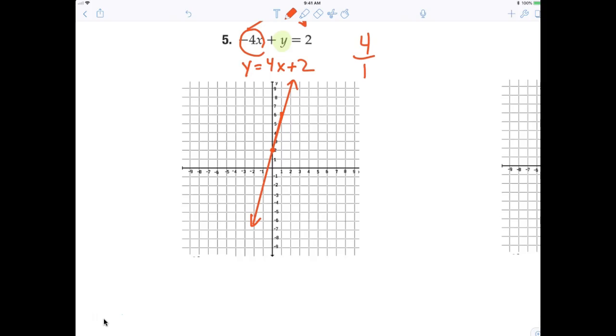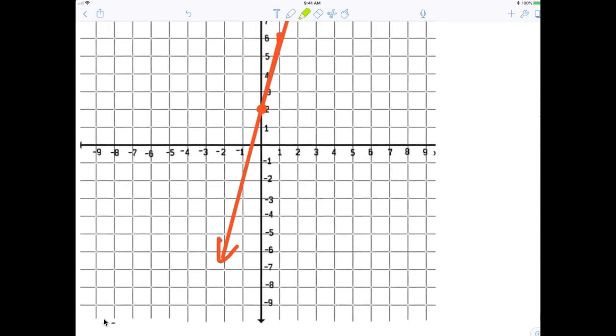Do you know what this is? Come on, this is what I'm talking about. Do you know what this is? Yeah, that's... What is that called? Y-intercept. Exactly. So what does that mean? So where the line crosses the y-axis. So that's that point right there.